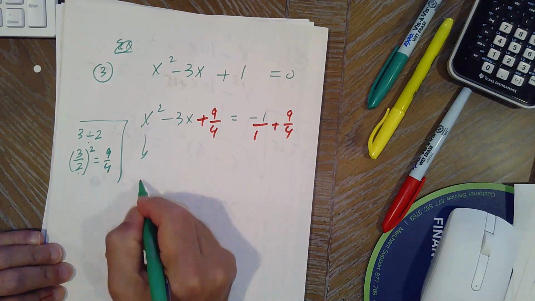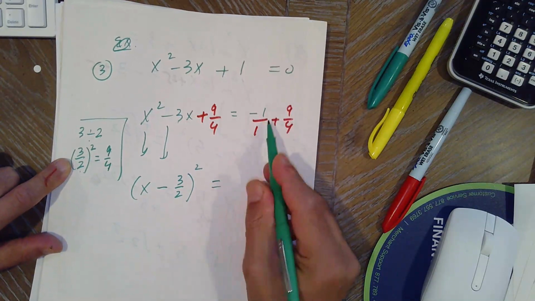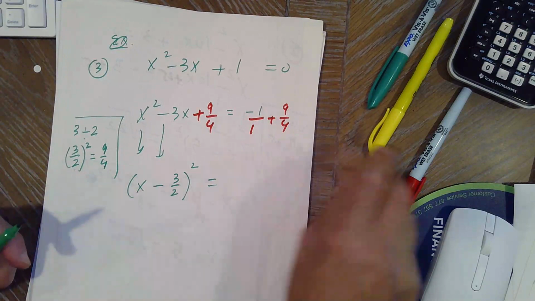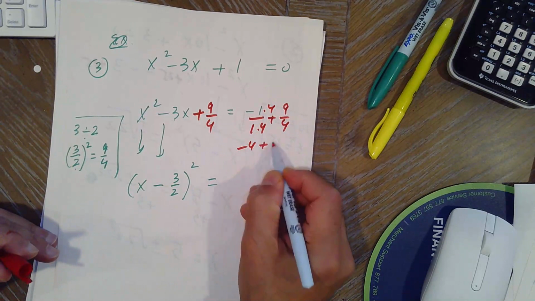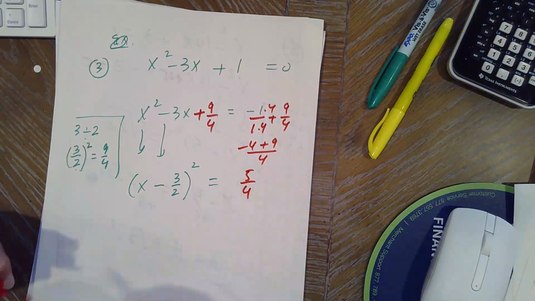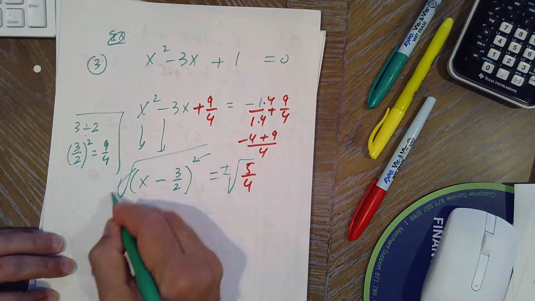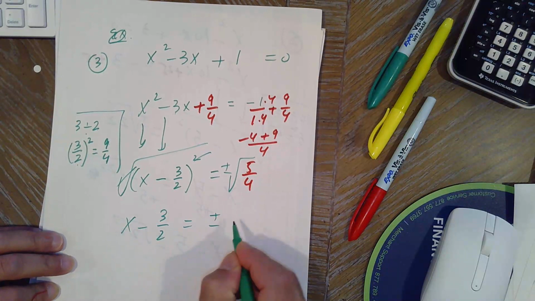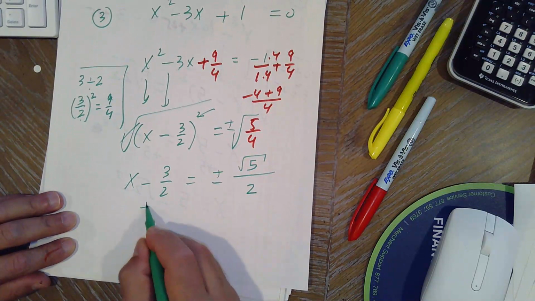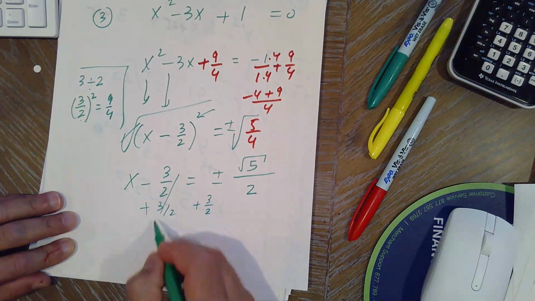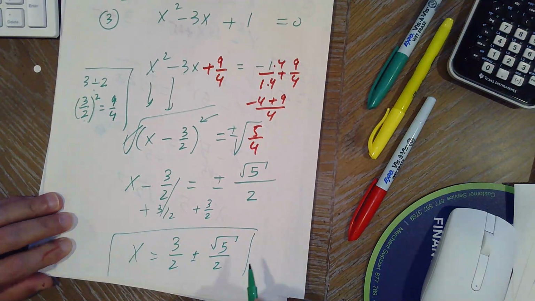So we bring the x down, we bring the sign down, and then we look over here. 3 over 2 squared equals, to add these numbers, we get a times the first fraction by 4 to get the same denominator. So you get negative 4 plus 9 all over 4, which is 5 over 4. Now it's time to square root. Don't forget the plus and minus. X minus 3 halves plus or minus root 5 over root 4, but root 4 is 2. Add the 3 halves. So we get 3 halves plus or minus root 5 over 2. We got the answer.